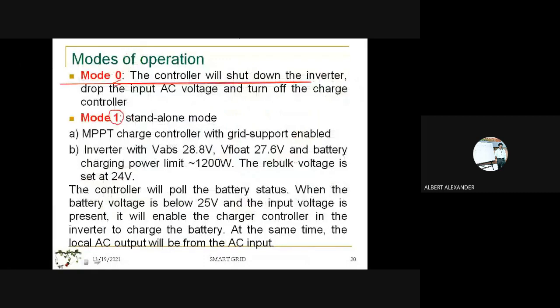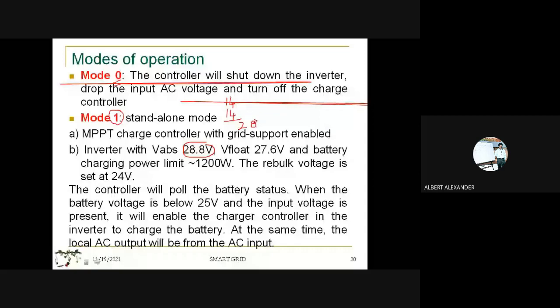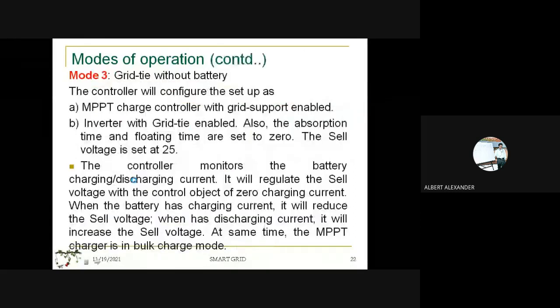So here we are going to take the battery of 14 volt, because in the US we are working with a 14 volt battery. So normally it comes around 28. Along with this design specification, the absolute voltage of a battery is taken as 28.8 volt. Based upon the data sheet, the float voltage is 27.6 and the charging point limit is approximately 1200 watts, and the bulk voltage is equal to 24 volt. So what is a bulk voltage, what is absorption voltage, and the float voltage? These we have to set. These are the set points.